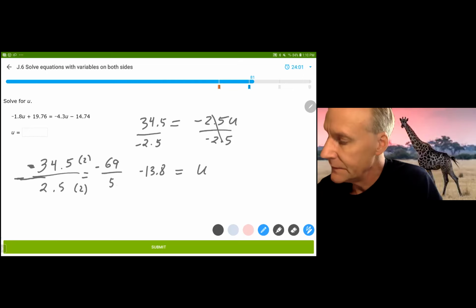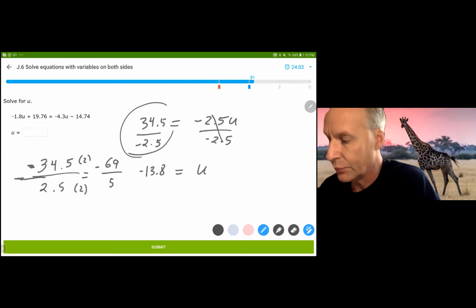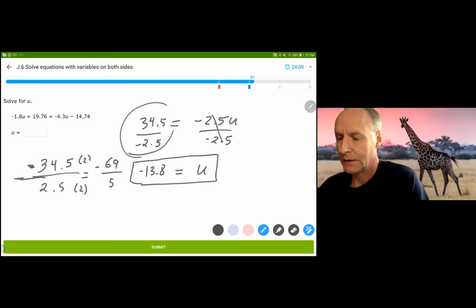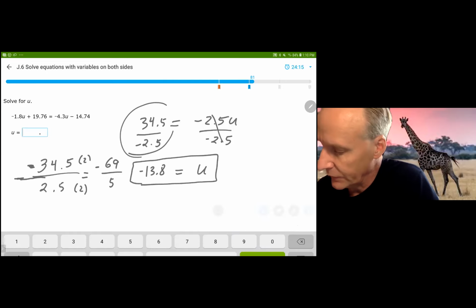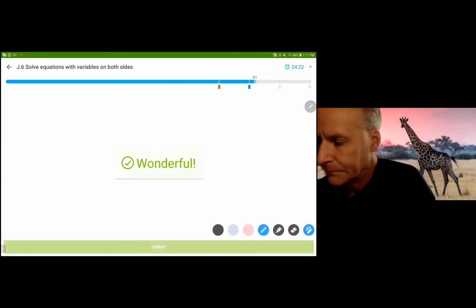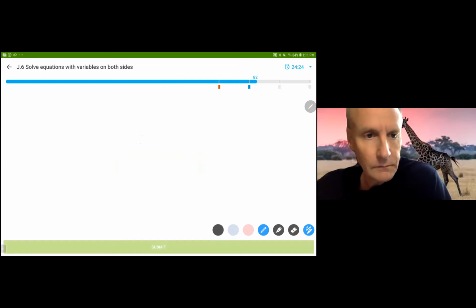Now you could just grab your calculator and push the buttons, but it's always good to do a little bit of extra practice and make sure that you're practicing your arithmetic. And sure enough, I get negative 13.8. Easy to forget your negative signs if you don't actually write them down. All right.